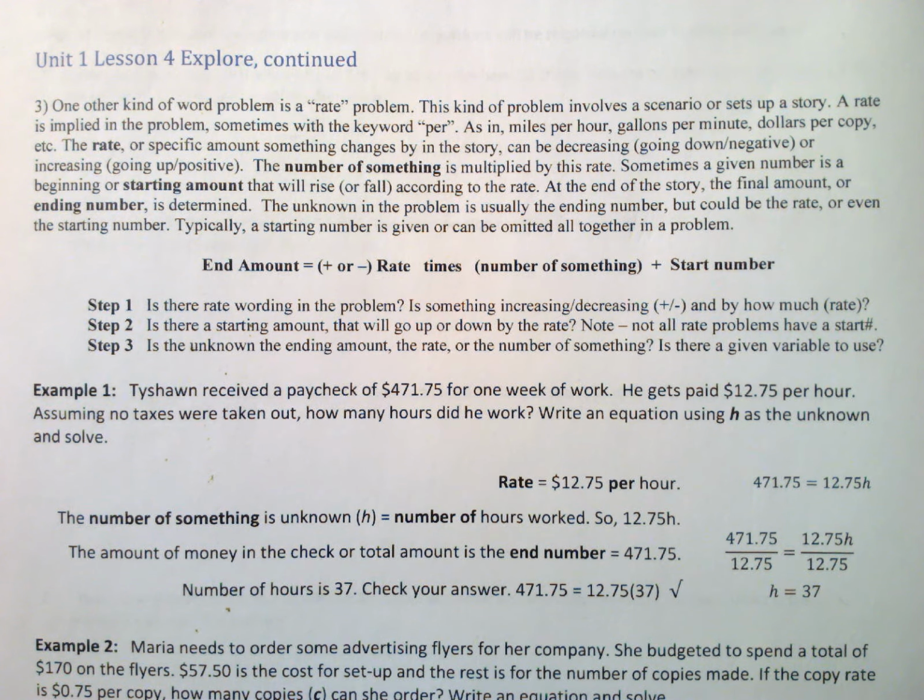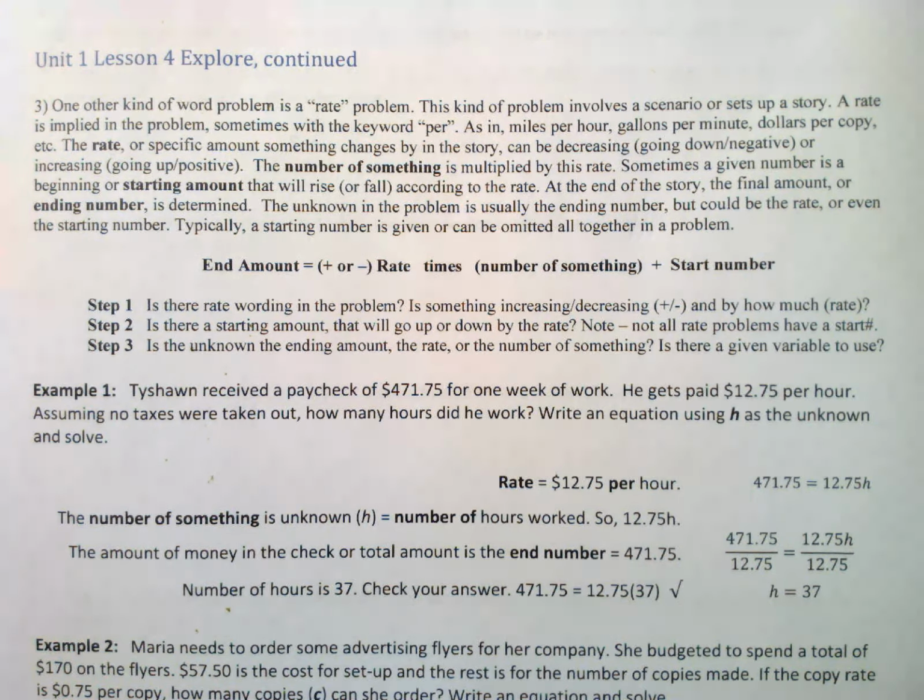All right, moving on to Unit 1, Lesson 4, More Explore, page 4. We were translating different word problems into different categories, and we were saying one is abstract, one is part problems, and the other one I like to call rate problems. It's a little easier to figure out that something is a rate problem because it involves a scenario or sets up a story implied in the problem. We're looking for an unknown.